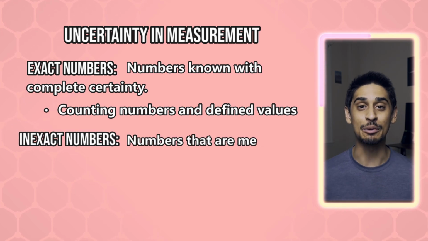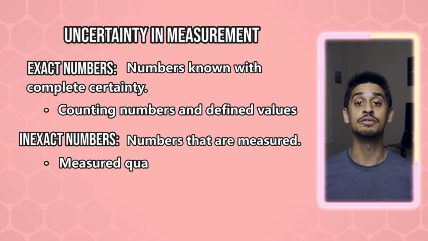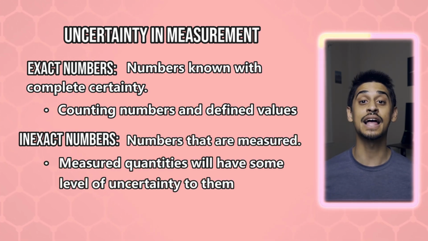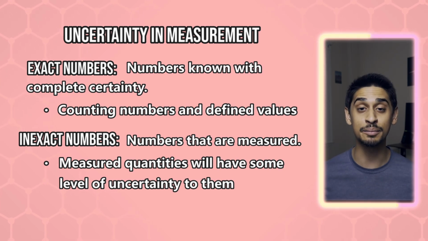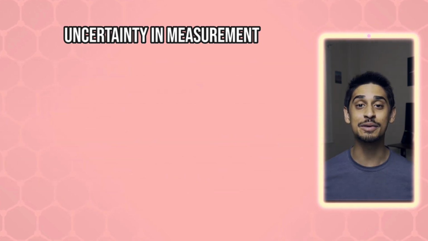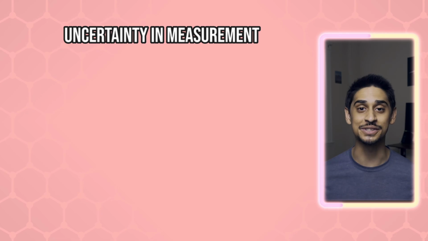Inexact numbers are numbers that are measured. No matter what, measured quantities will have some level of uncertainty to them. This is because lab equipment is not perfect and has a limit of detection to what it can measure. We aim to measure quantities with both accuracy and precision.